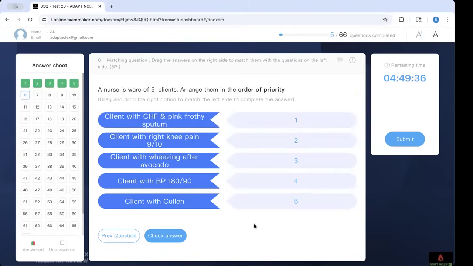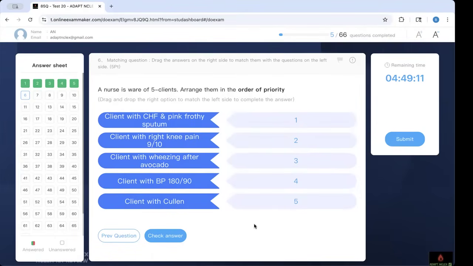This is prioritization, but you've got to arrange them. And this is a question with five clients. Arrange them in the order of priority. Somebody with CHF and pink frothy sputum. Somebody with right knee pain, 9 out of 10. Somebody who's wheezing after avocado. Somebody who has a blood pressure of 180/90, and somebody who has Cullen sign. Based on what you have, think about who you need to see first and arrange them in order.